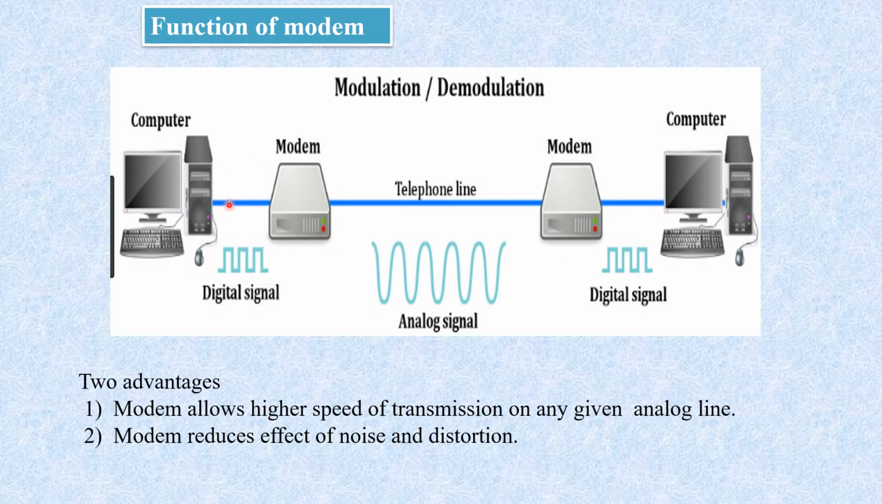So the modem converts the digital signal into analog, then it is transmitted, and at the receiver end it is converted to the digital signal and then given to the computer. So that is nothing but modulation at the transmitting end and demodulation at the receiving end. The two advantages: the modem allows high speed of transmission on any given analog line. Modem reduces the effect of noise and distortion.